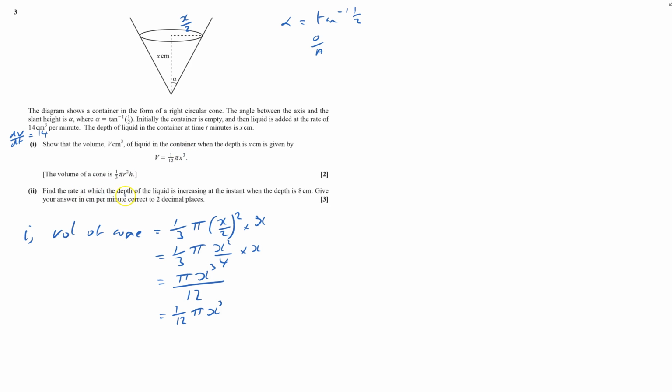Now what have we got to find here? The rate at which the depth of the liquid, that's x, is increasing when the depth is 8. So I've got to find dx by dt. Knowing what I've got to find is helpful. This is going to be a related rate of change, using the chain rule. It's going to be dx by something times something by dt.